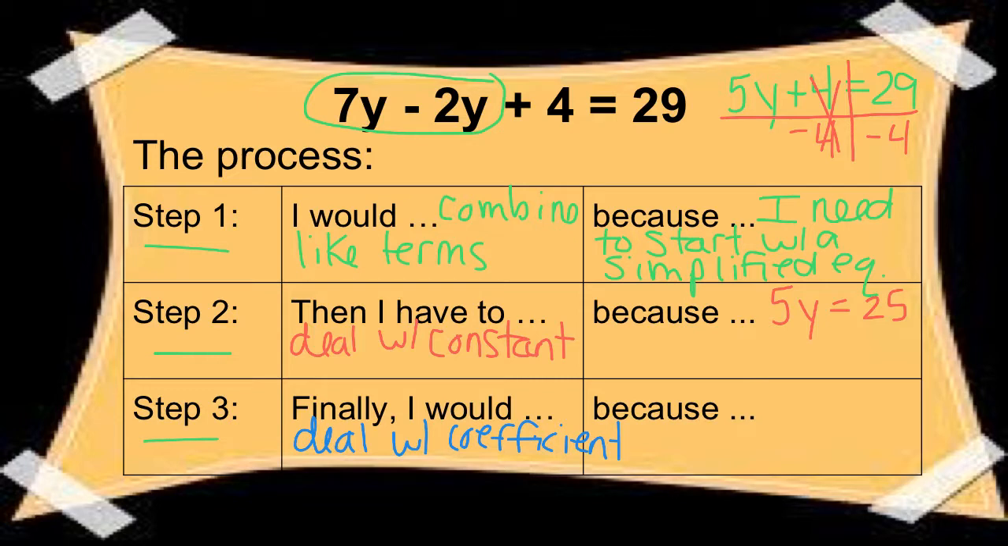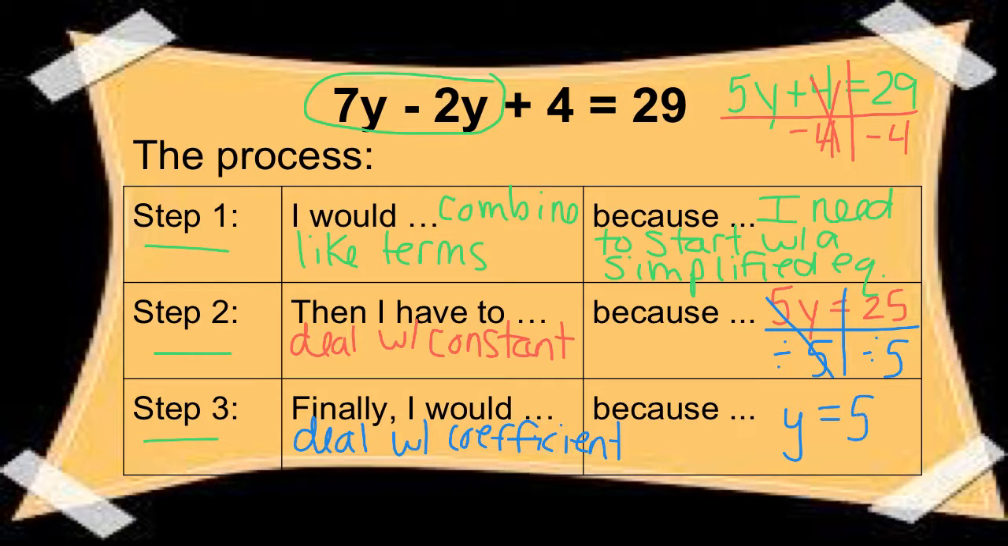All right, so I did step 2. Up above, I subtracted 4 from both sides, and that left 5y on the left and 25 on the right. Then I'm going to deal with my coefficient by dividing both sides by 5. That will leave me with 1y on the left and 5 on the right.